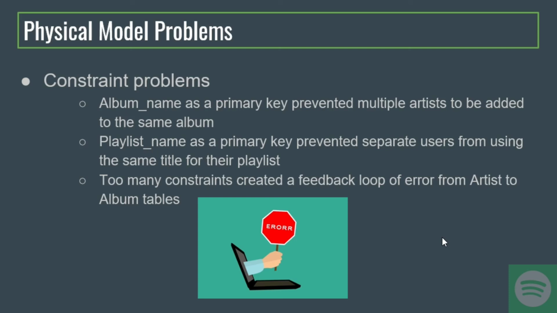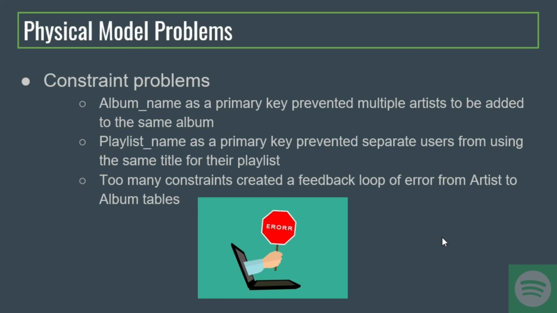So the first was with our album entity. We'd made album name a primary key, which prevented multiple artists from being added to the same album. So to solve for that, we created a new attribute called album ID, which had the added benefit of streamlining the process of uniquely identifying albums, which didn't involve having to type out the whole album name every time. And then we made album ID a composite primary key with artist ID, which allowed us to add multiple artists to the same album.